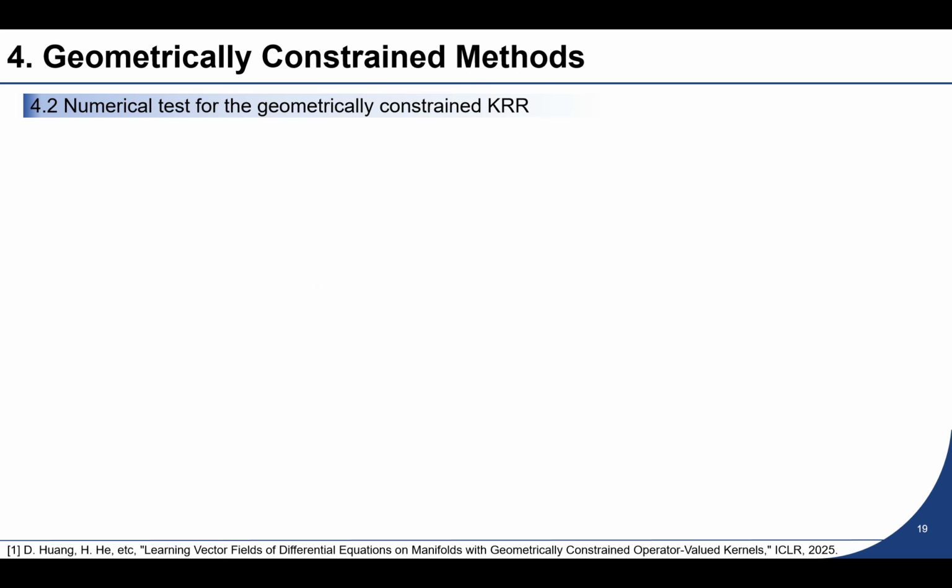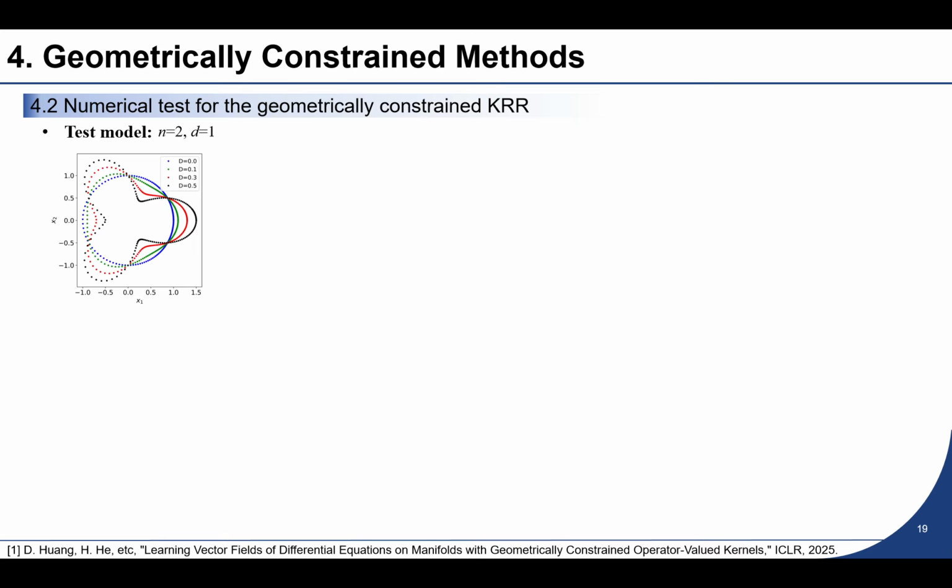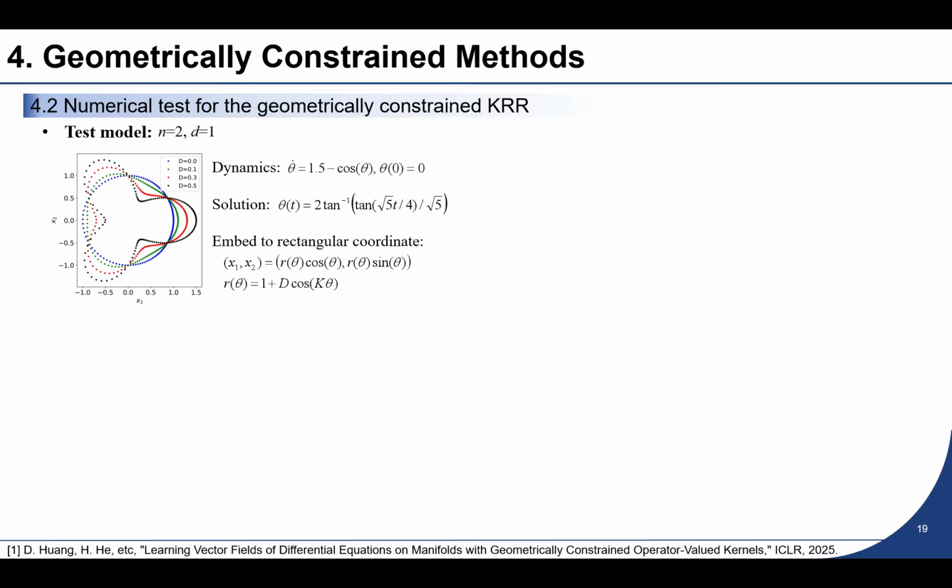In this slide, we present a numerical validation of the geometrically constrained KRR method. We consider a low-dimensional benchmark problem with ambient dimension n equal to 2 and intrinsic dimension d equal to 1. The underlying dynamics are defined on a one-dimensional manifold, governed by this equation, for which an analytical solution is available. To embed the system into a high-dimensional observation space, we map theta into Cartesian coordinates using a radius function as shown here, where the parameter d controls the strength of geometric distortion.